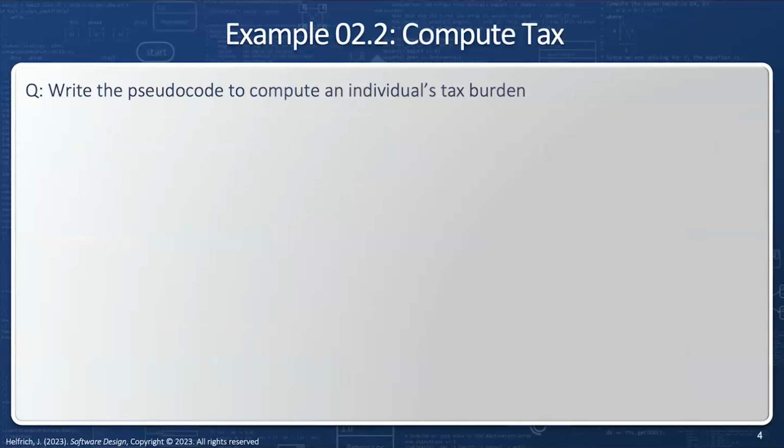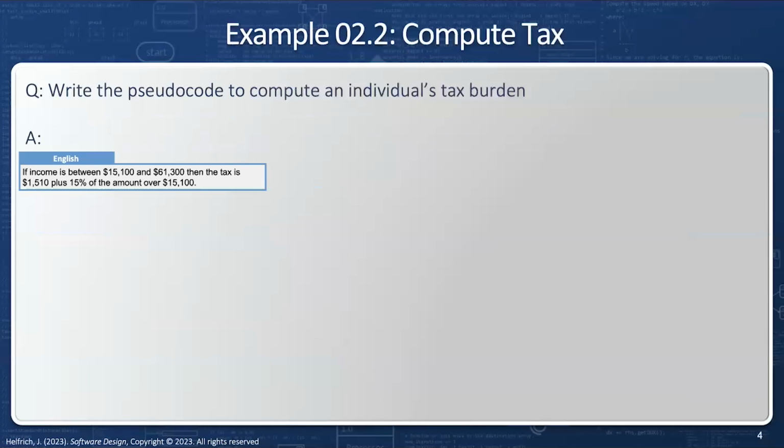Here's another example. Write the pseudocode to compute an individual's tax burden. So first of all, I'm going to start with an English definition. If the income is between 15,000 and 61,000, then tax is 1,500 plus 15% of the amount over 15,000. It doesn't really make a lot of sense, but hey, it's not my fault. It's copy pasted directly from the IRS's website.